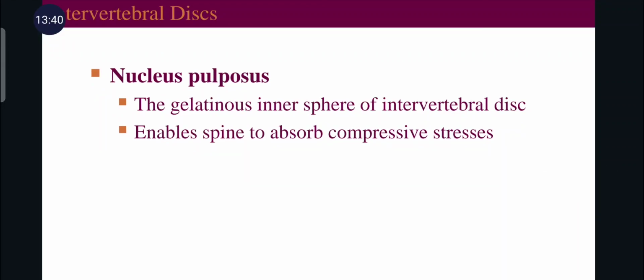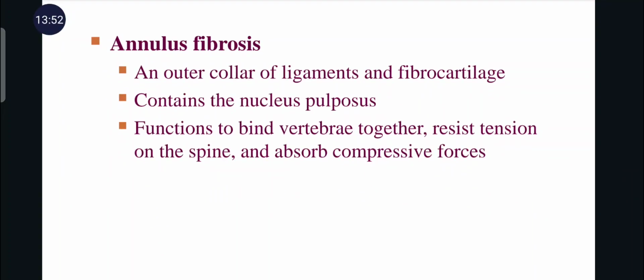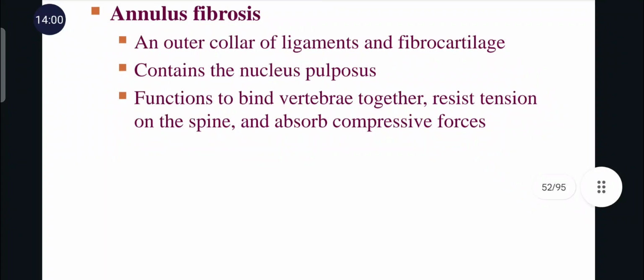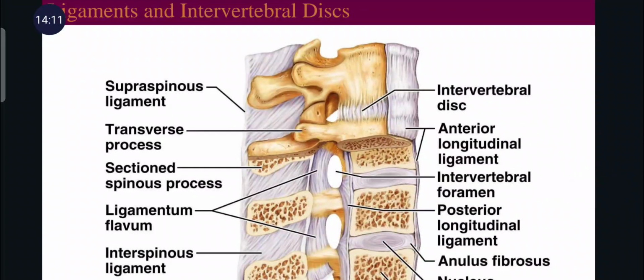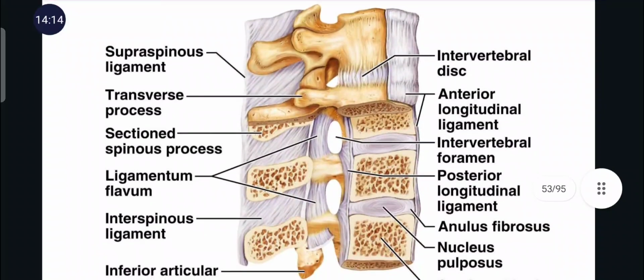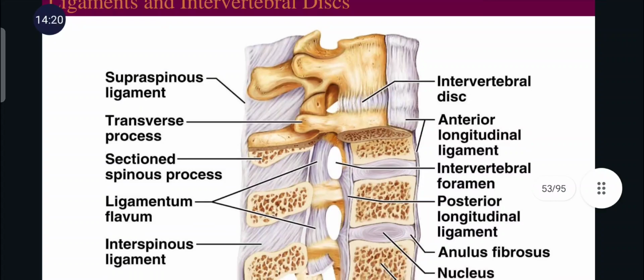Nucleus pulposus consists of the gelatinous inner sphere of intervertebral discs and enables the spine to absorb compressive stresses. Annulus fibrosus is an outer collar of ligaments and fibrocartilage which contains the nucleus pulposus. It functions to bind the vertebrae together, resist tension on the spine and absorb compressive forces. So they tend to protect the spinal cord from pressure and shock. In this diagram, you can see intervertebral discs which are associated with the ligaments.